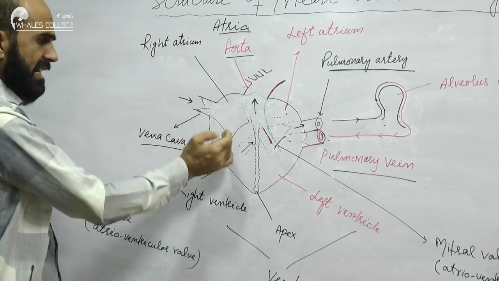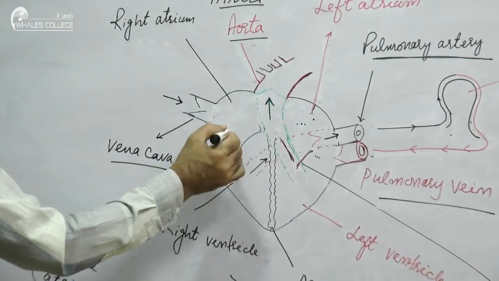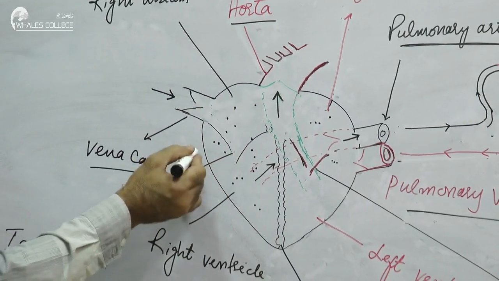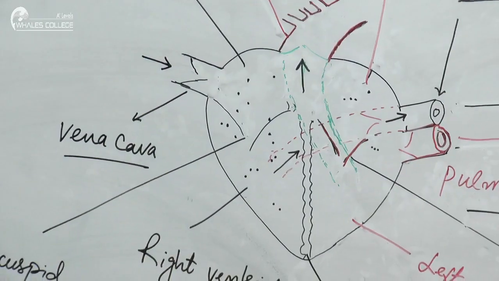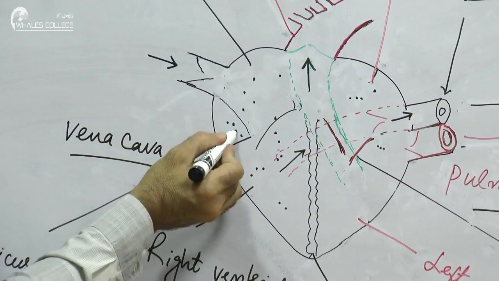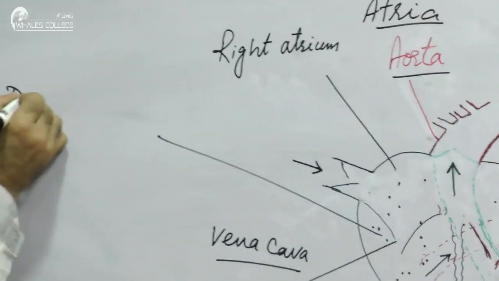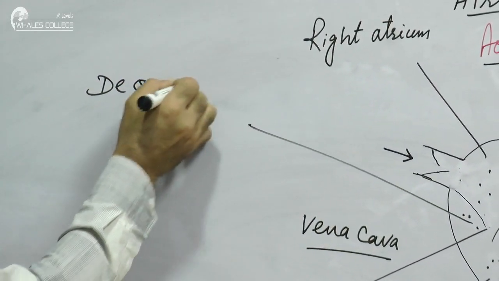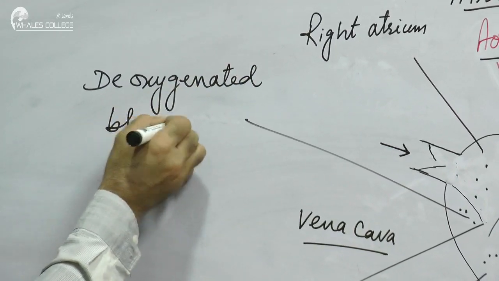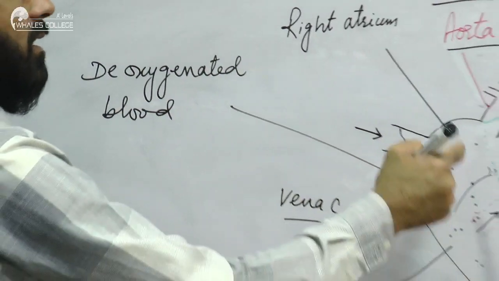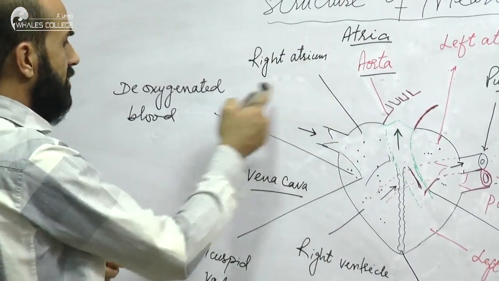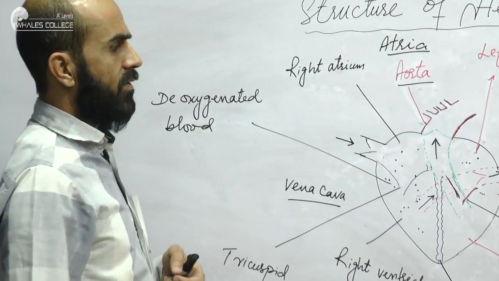The right side contains deoxygenated blood. Here we have the heart, and basically we just have to mention it like here. So it's deoxygenated blood in the right side. Both, whether you are talking about the atrium or the ventricle, both contain deoxygenated blood on the right side of the heart.